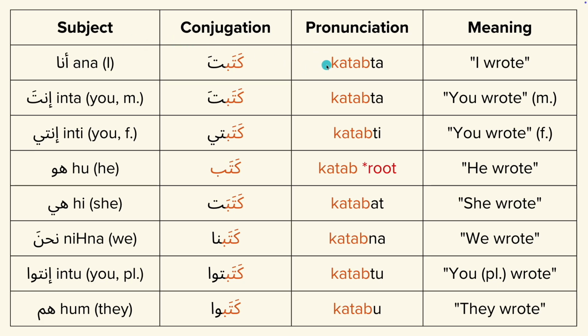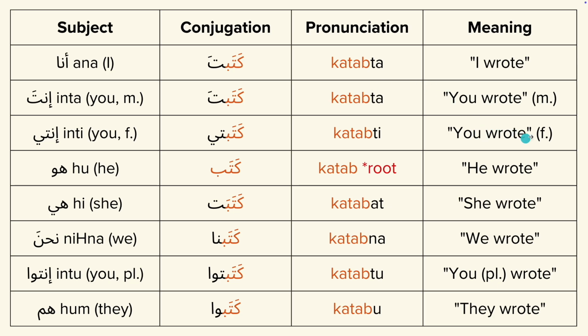Now to say I wrote, all you need is the root verb katab and then the suffix ta to indicate that I wrote. Ana katabta. Ana, I, katabta, wrote. And now to say you male wrote, you need the pronoun inta and then the root verb katab and then the ending ta again. Inta katabta. If you notice, I wrote and you male wrote is the same thing in the past tense. So ana katabta, inta katabta.